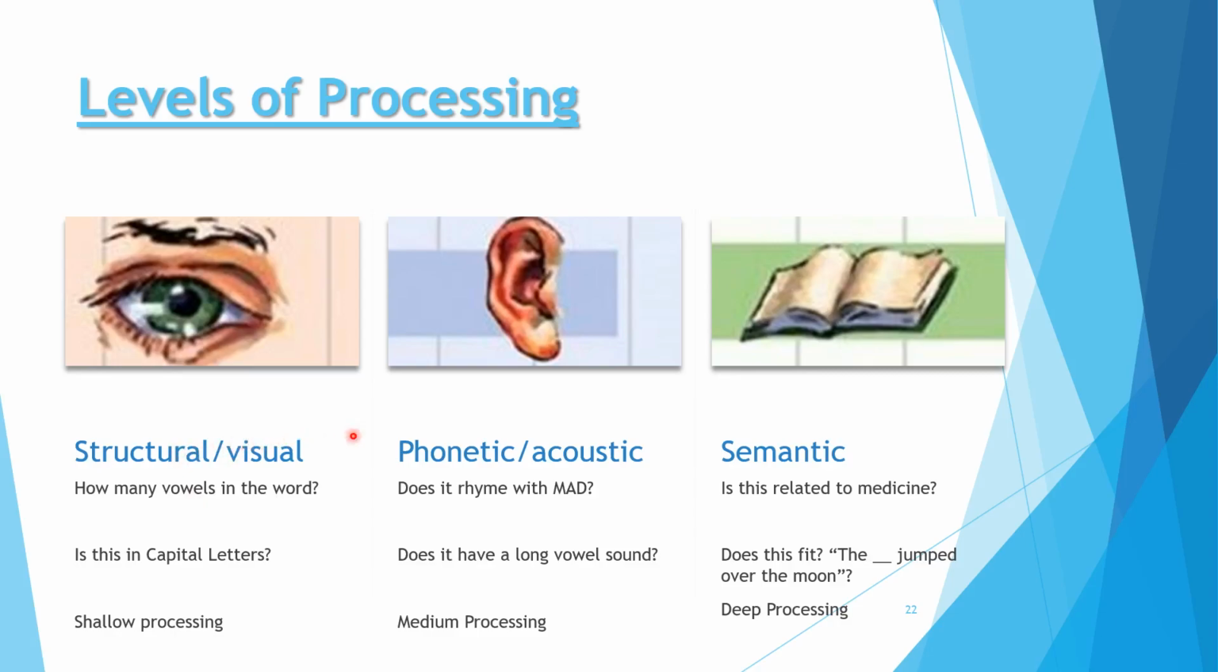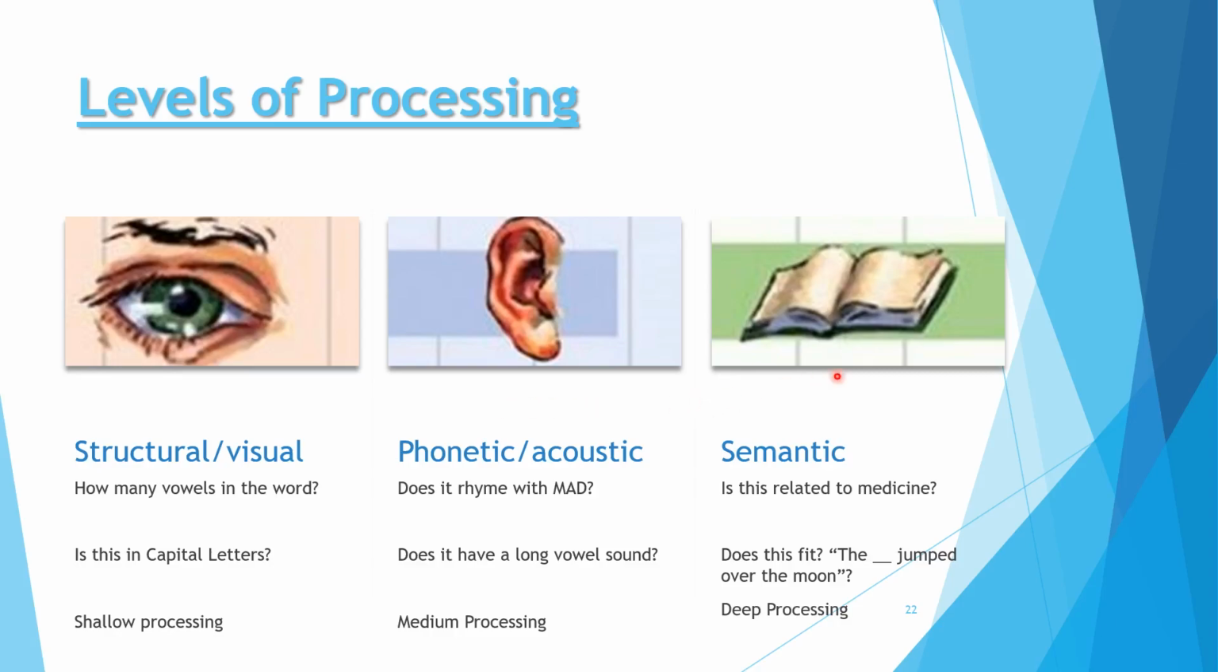Next up, phonetic or acoustic processing. A little bit deeper, let's say you look at a word and think about, does the word rhyme with "mad"? Because you have to process it both visually and phonologically, you've worked on it with more effort, resulting in a deeper level of processing and better memory for that information.